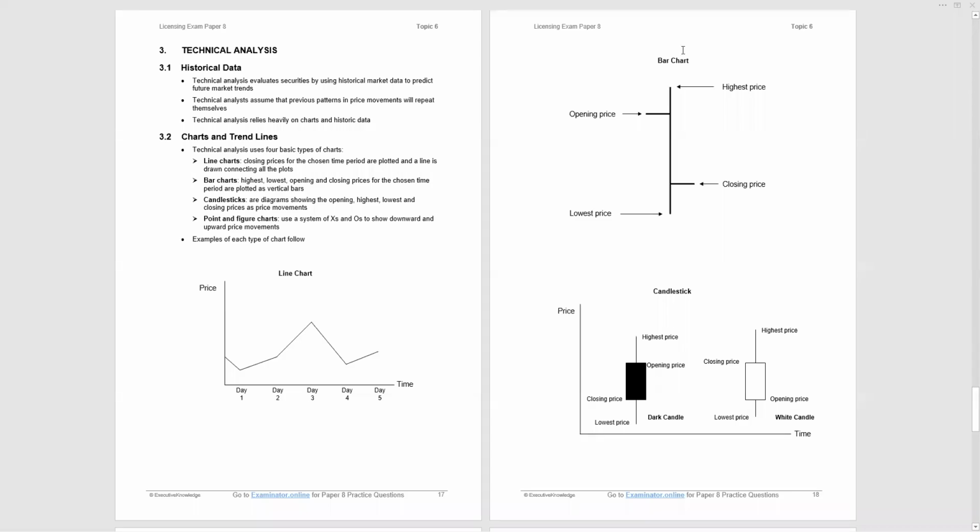Section 3 of Topic 6, Paper 8 takes us to the last section of the Paper 8 material, and that is technical analysis. Now, there is a lot of material on technical analysis, but I would say there will be one, maximum two questions in the exam. So you got to take this with a pinch of salt.